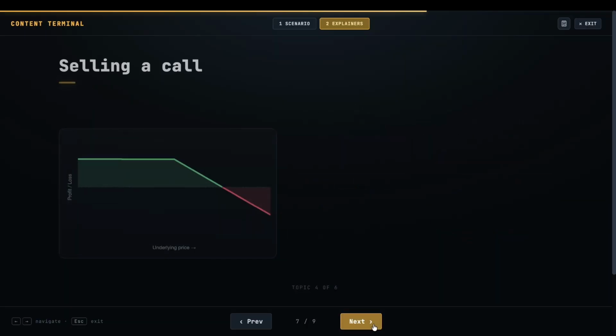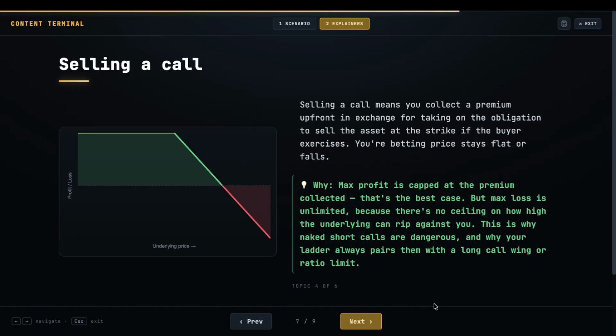Now we're going to be looking at selling a call and selling a put. Selling a call is basically an income play.